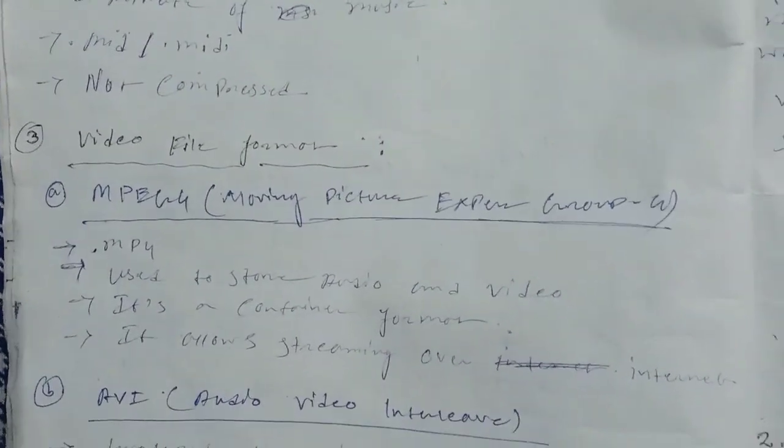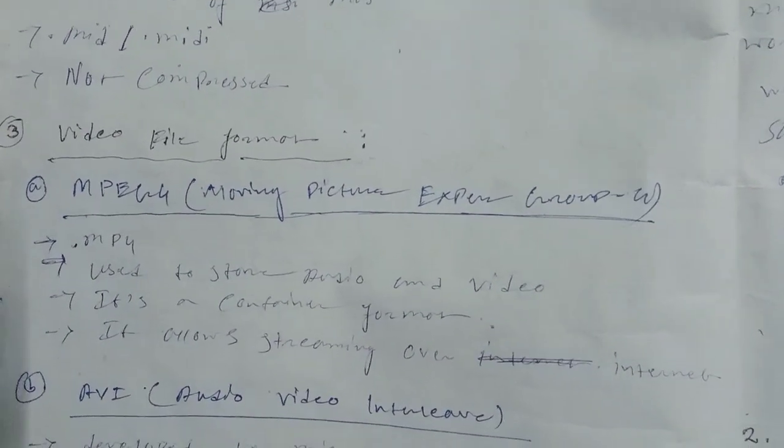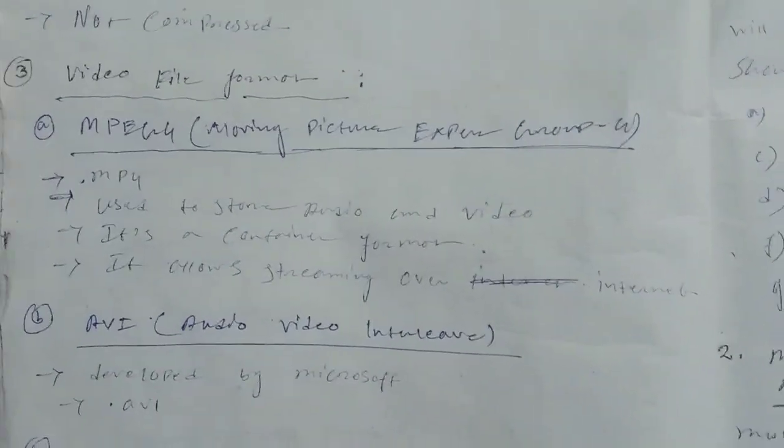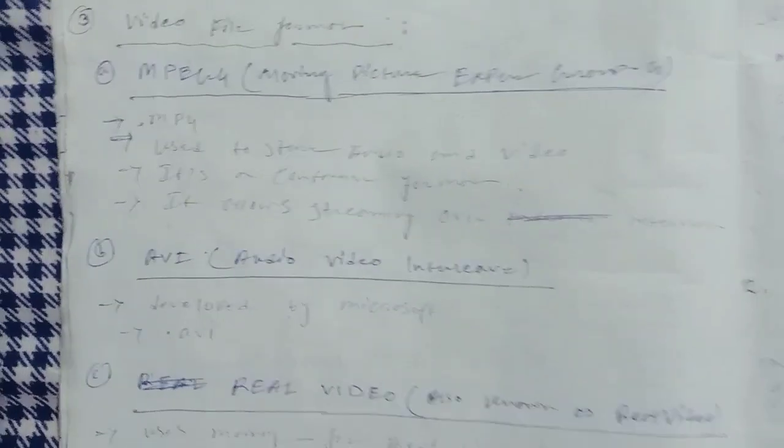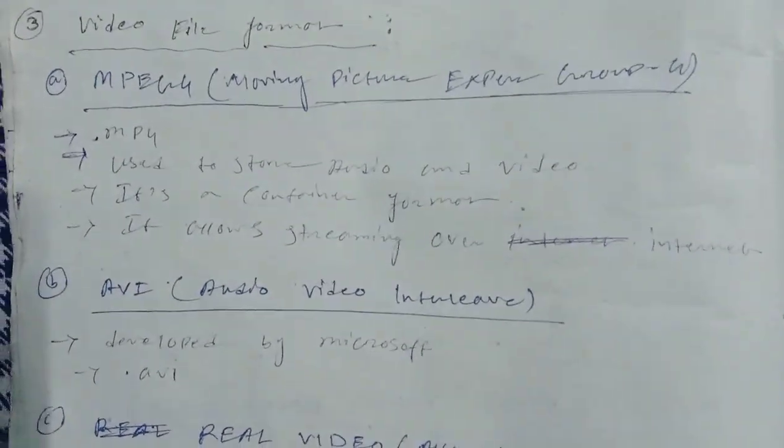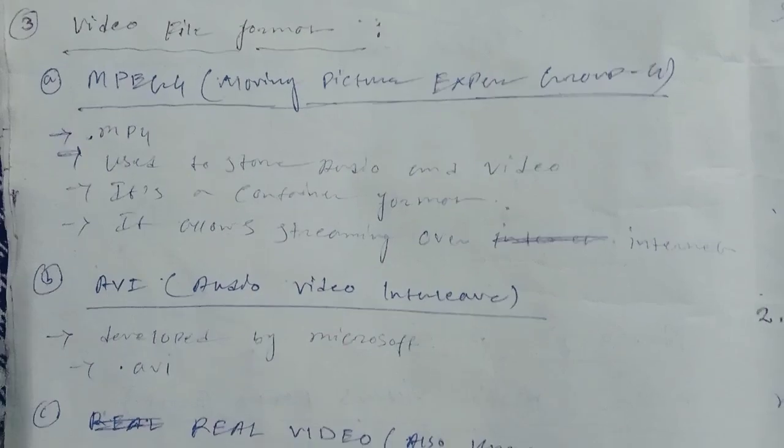Used to store audio and video. It's a container format. It allows streaming over internet. And what about AVI, audio video interleave? It was developed by Microsoft company, and the extension is .avi.